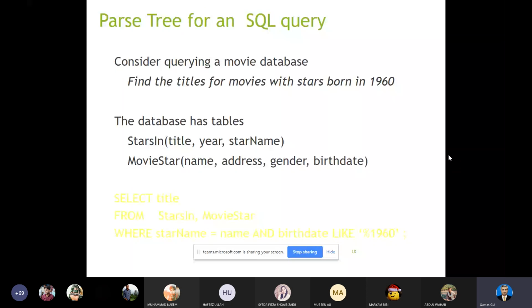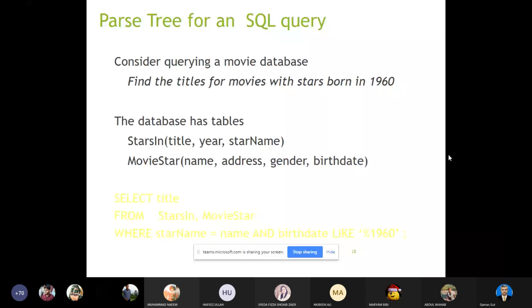Now, there is another kind of parse tree, for an SQL query. SQL stands for Structured Query Language. As you heard the name, database. So what is a database? A database is, you can see, computer-based storage of the records.